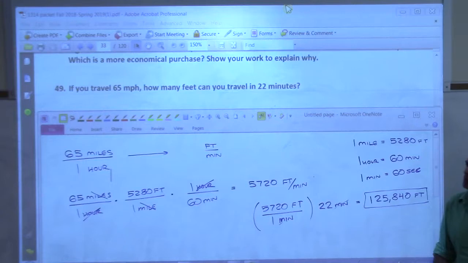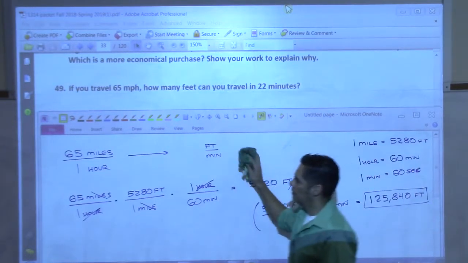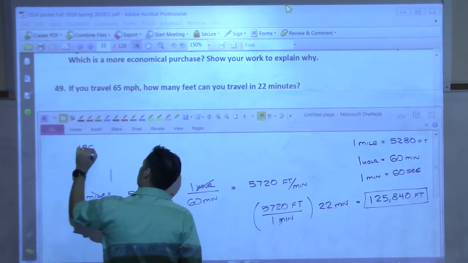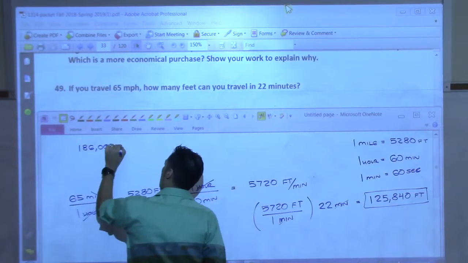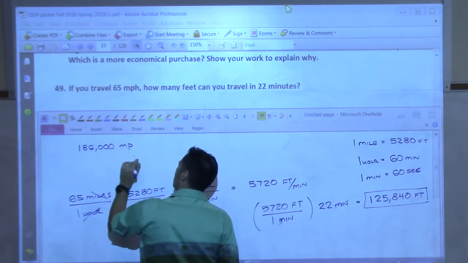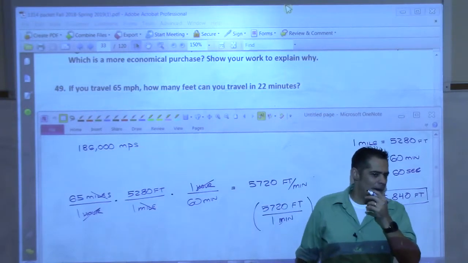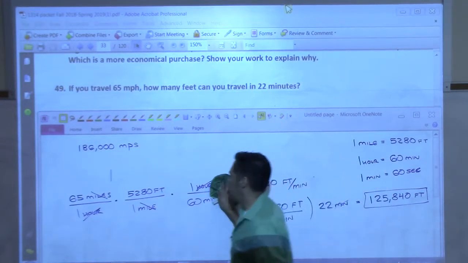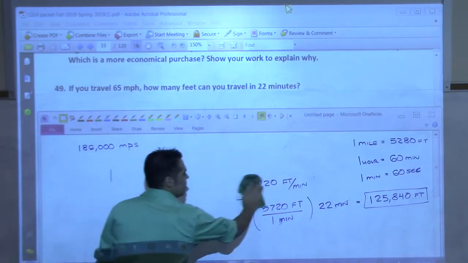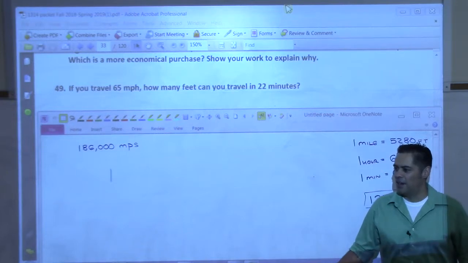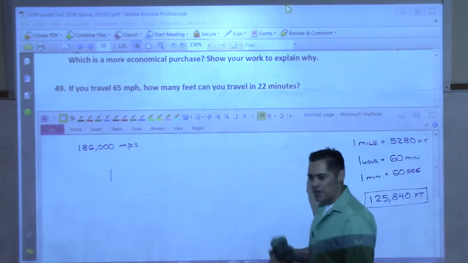Does anybody know the speed of light? How fast light travels? It's like 200-something thousand. Yeah, so the speed of light is 186,000 miles per, not hour, miles per second. We don't ever measure anything in miles per second, right? You don't say you're driving down the road and you're going like 6,000 miles per second. You're always doing it in miles per hour.